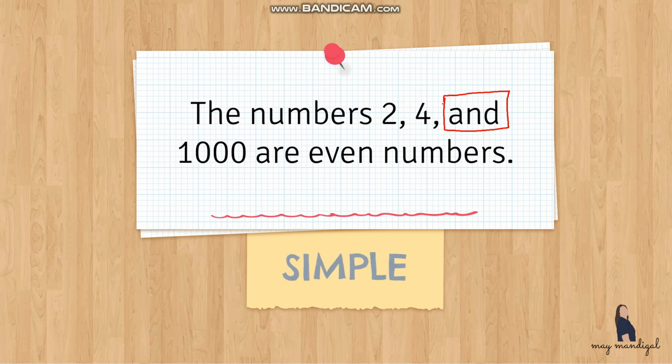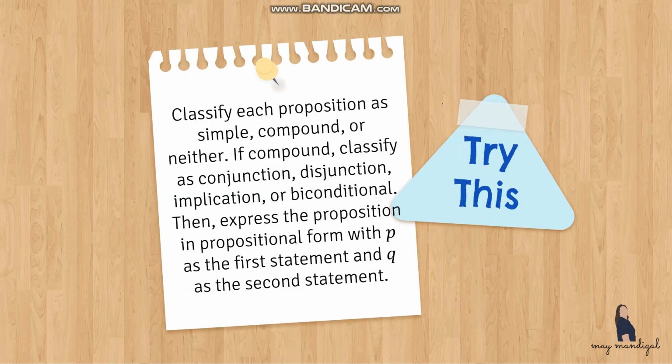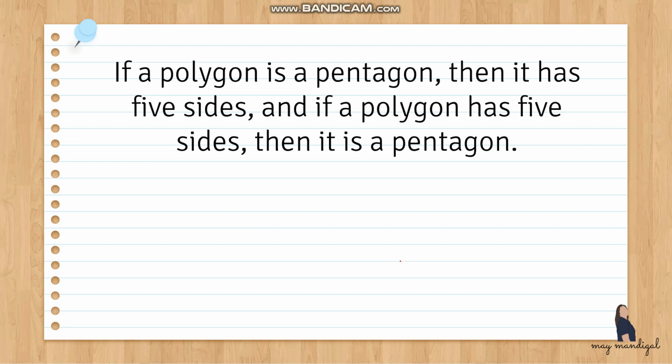So this one is a simple proposition only. Now this time, what we will do is, let's try to classify if it's simple or compound. And if it's a compound, let's classify it even more as conjunction, disjunction, implication, or biconditional. And then after that, let us express the proposition into its propositional form with P as the first statement and Q as the second statement.